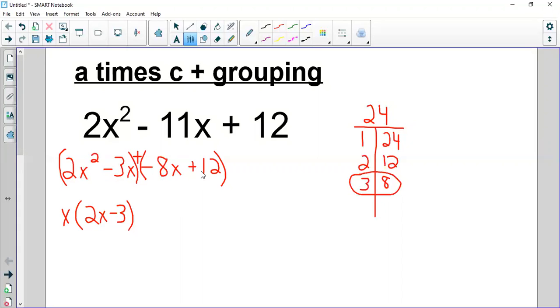And my GCF for the second parentheses looks like it could be 4, but I'm trying to get a positive 2x here and a negative 3. So I need this to be positive and this to be negative. So my GCF is actually going to be negative 4. I'll divide that out. That leaves me 2x minus 3. And I've got what I wanted. I've got a parentheses of a binomial that's the same on both. So I'm going to have that parentheses, 2x minus 3. And that binomial is going to multiply by those 2 GCFs, which are x minus 4.